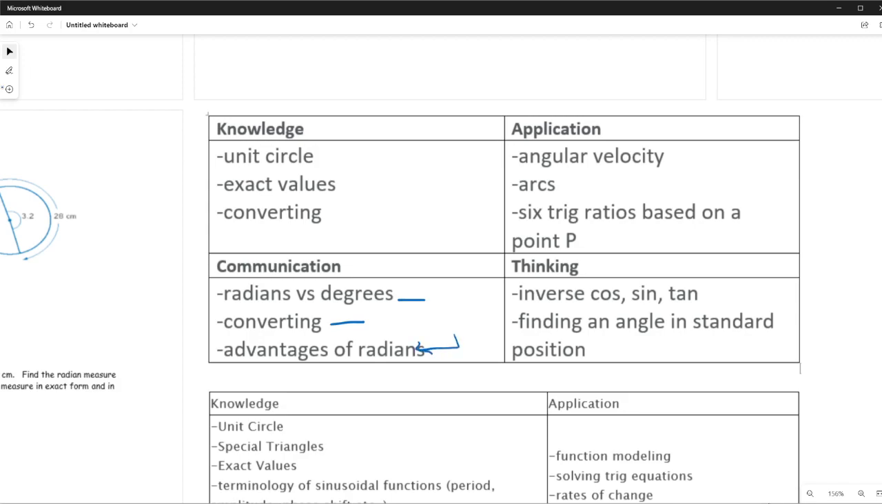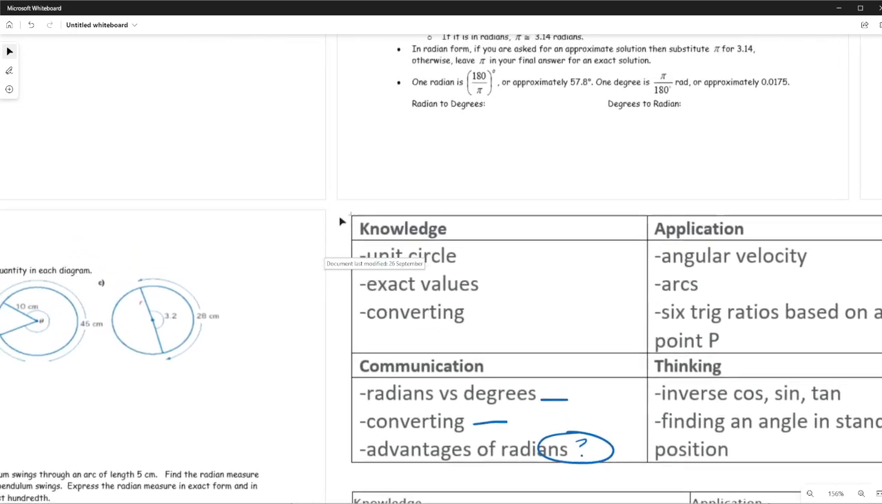And I'm going to try to put some emphasis today on this third question about what are the advantages, what's wrong with degrees, and the way that you've learned angles in the past. Why do we use radians now instead? So this is more of a bigger picture. What are the advantages of using this new type of way of measuring an angle?